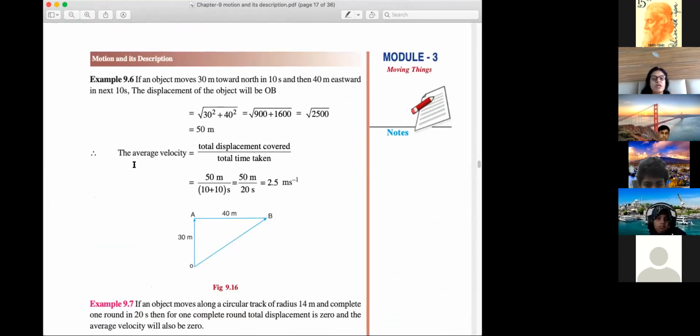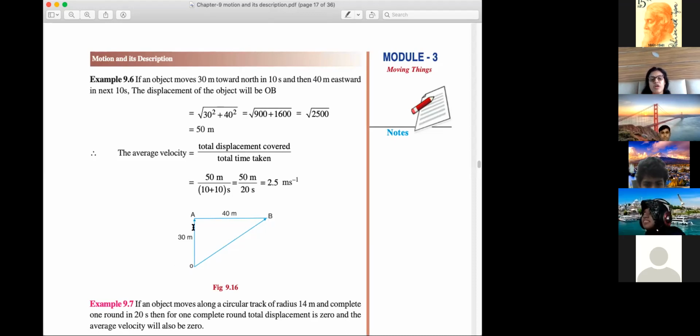The theory part. Displacement, now in angular, okay, average velocity is there, then it will be asked. If an object moves 30 meter toward north, north is upward side, and then 40 meter east, east is on your right side, so 40 meter east. So in next 10 seconds, displacement of the object will be OB. You know that displacement is the gap between the final position and initial position.